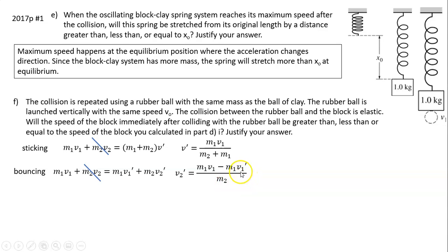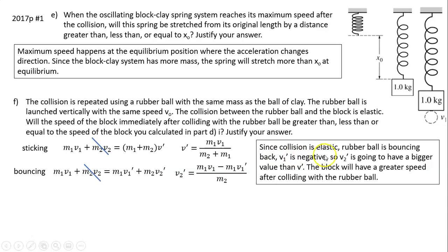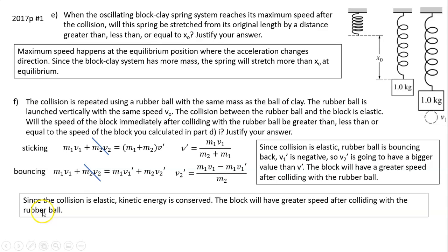But because the collision is elastic, v1 prime is going to be negative. When you subtract the negative number, you add it. So the top is going to be bigger, but the denominator is smaller. So mathematically, v2 prime will have a bigger value than v prime, right? Since the collision is elastic, the rubber ball is bouncing back. v1 prime is negative, so v2 prime is going to have a bigger value. That means the block will have a greater speed after colliding with the rubber ball. Another way to think about this: since the collision is elastic, kinetic energy is conserved. If kinetic energy is conserved, the block will have a greater speed after colliding with the rubber ball.